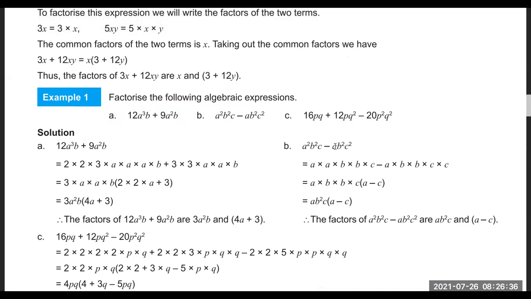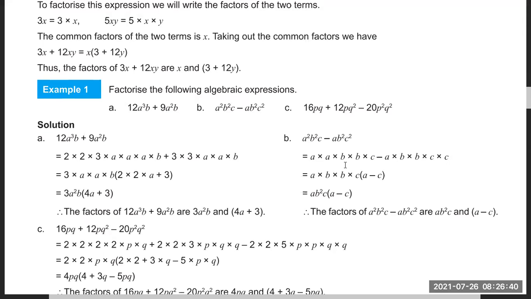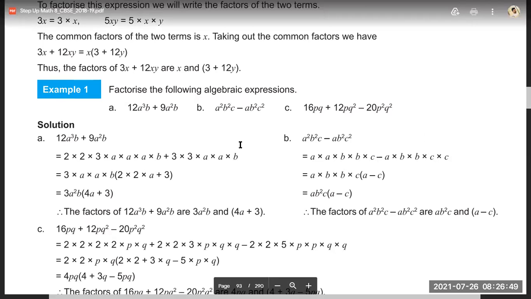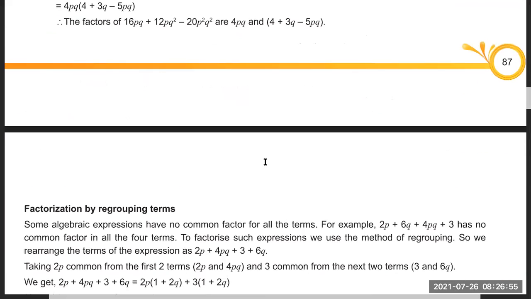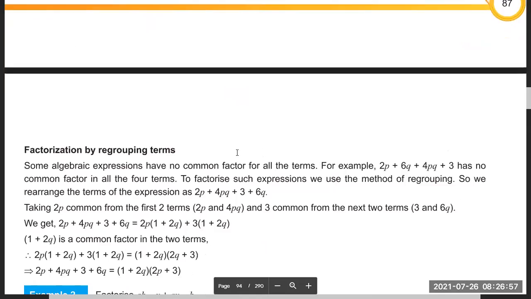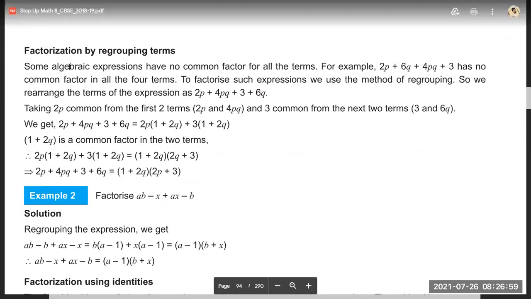a square b square c minus a b square c square. Full explanation: a square means a into a, b square means b into b, c is as it is. Then again a one time, b square is b into b, c square is c into c. This is how we can factorize algebraic expressions by taking a common factor. Second method is factorization by regrouping terms.